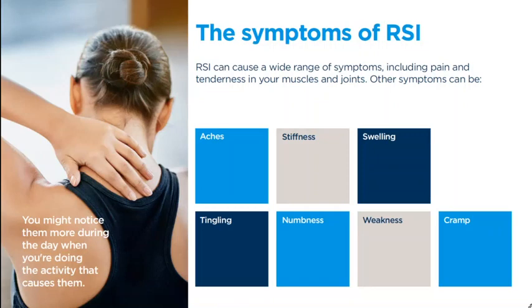RSI can create a wide range of symptoms. You may notice them more during the day when you're doing the activities that increase these symptoms. Some of the typical symptoms include aches, especially in the neck and shoulder region, stiffness, most commonly in the neck and the upper back, swelling if a tendon or muscle is inflamed due to repetitive strain, or oftentimes tingling or numbness in the arm or into the hand if there's neural irritation present.